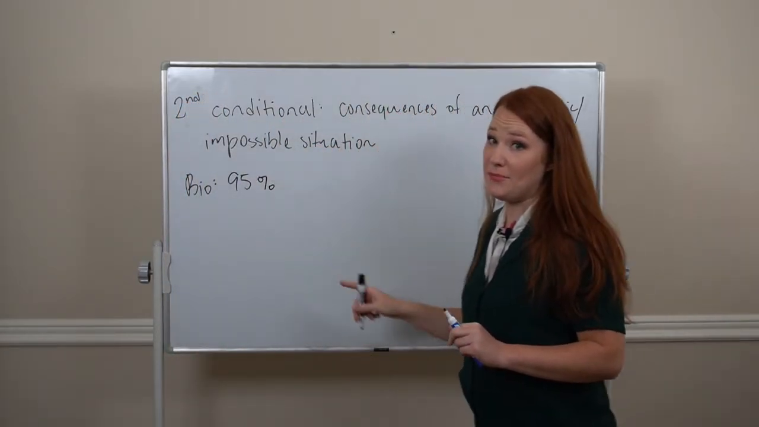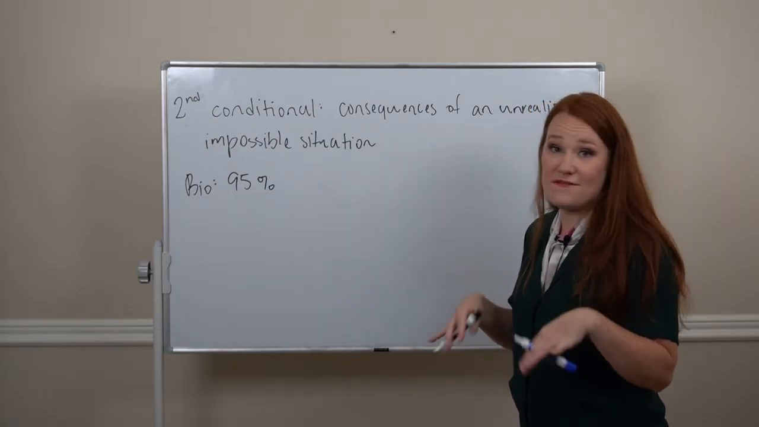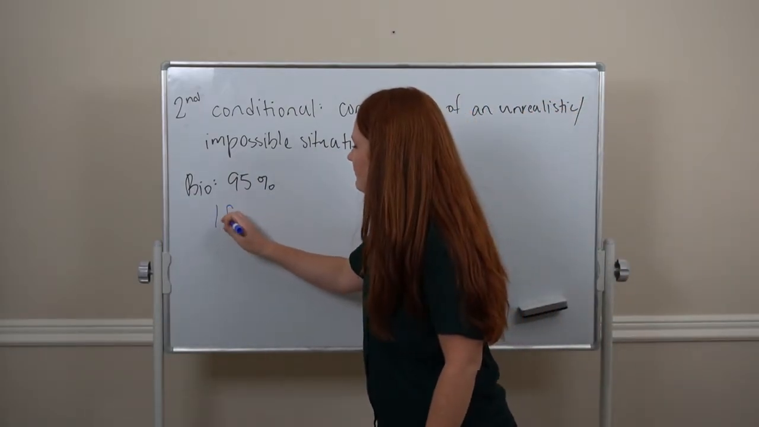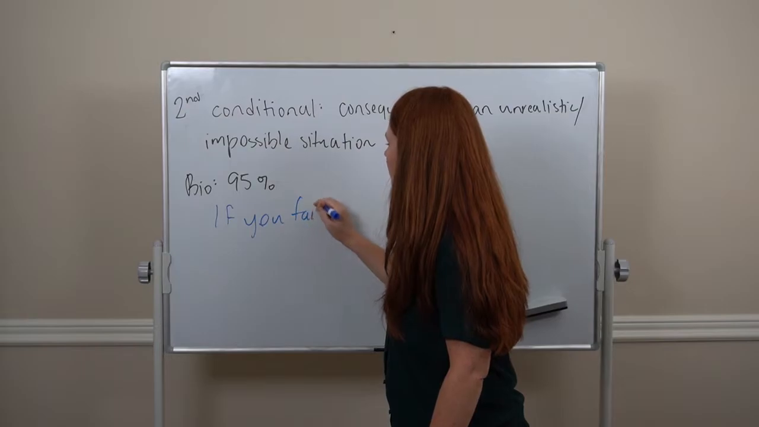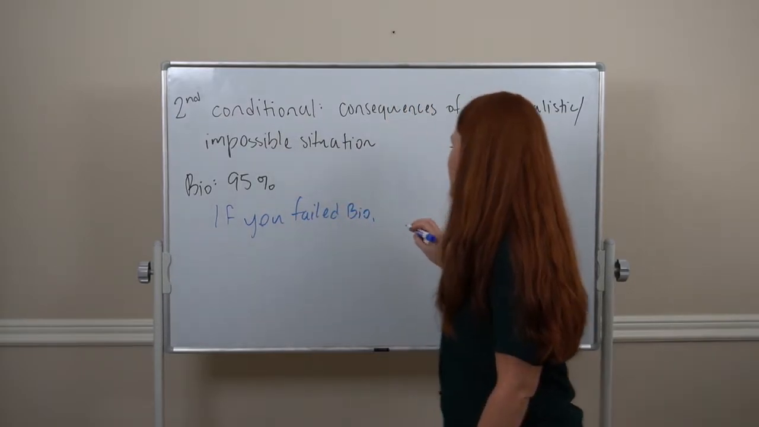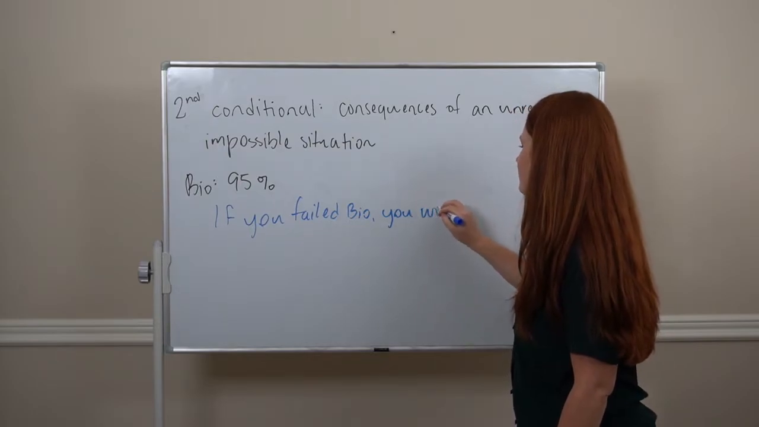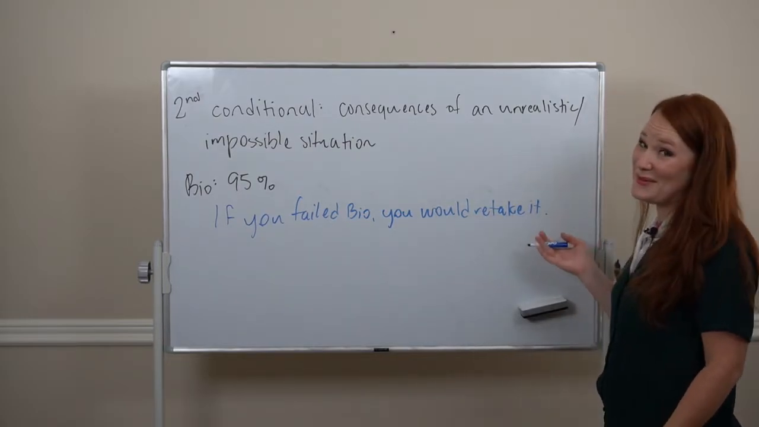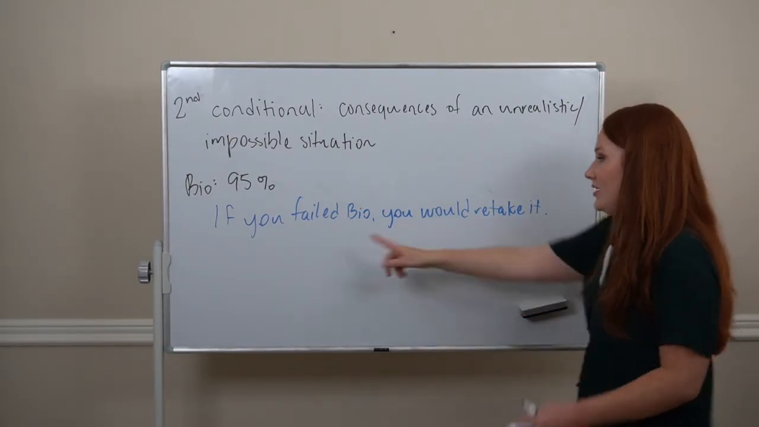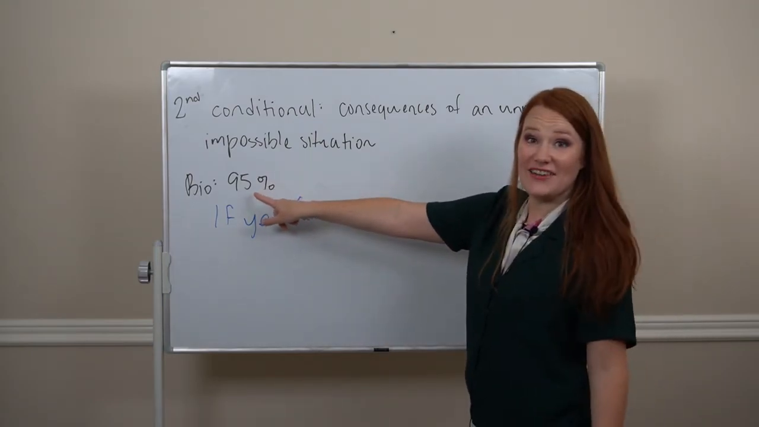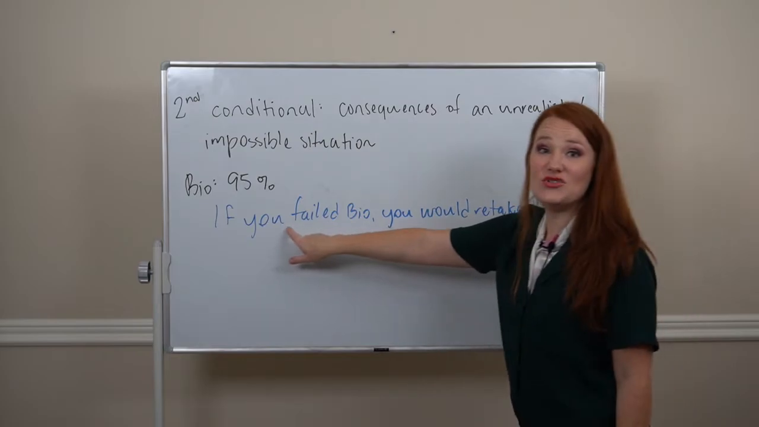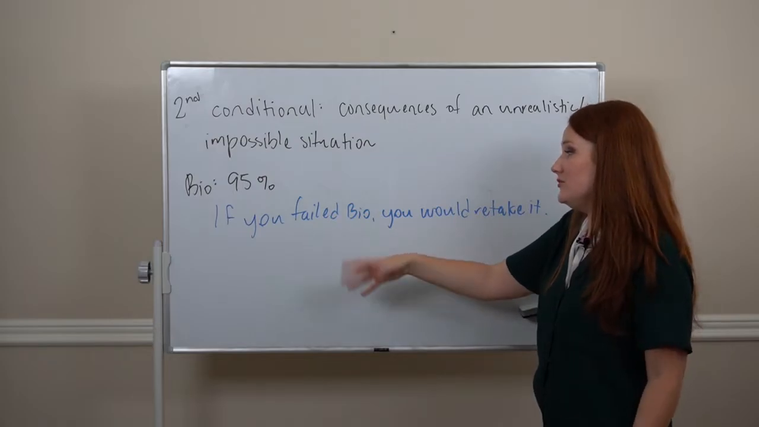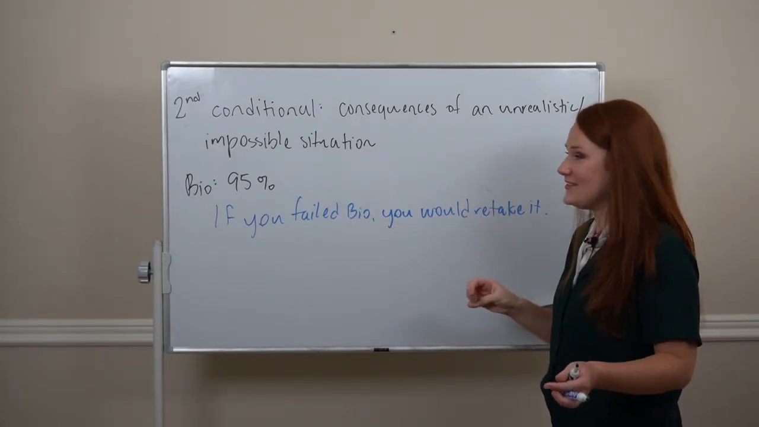Clearly, you're very good at bio. You are not going to fail biology. But if you did, you would retake it. Be a bummer, but you would retake it. But you're not going to fail. You've got a 95%. This is an unrealistic situation. It's not really going to happen. But we want to know what would happen in that case.